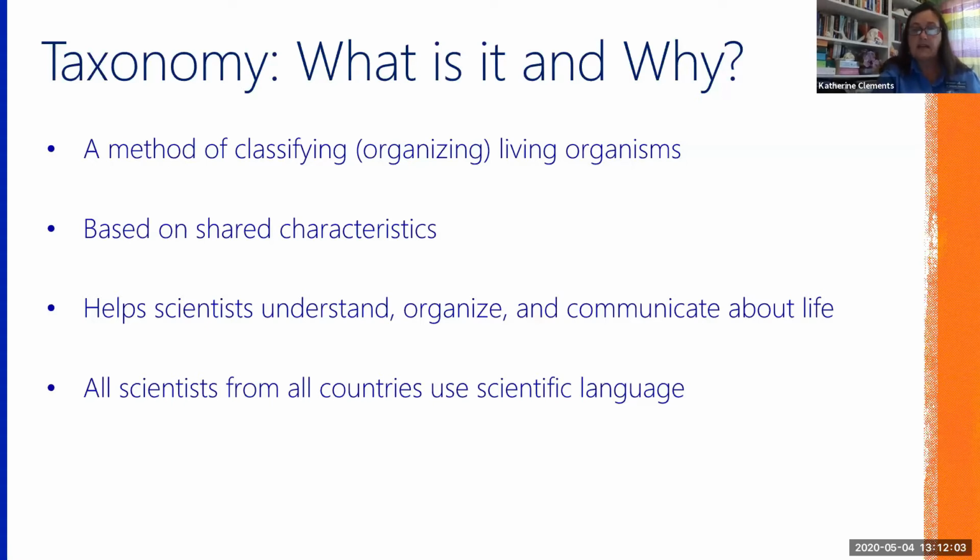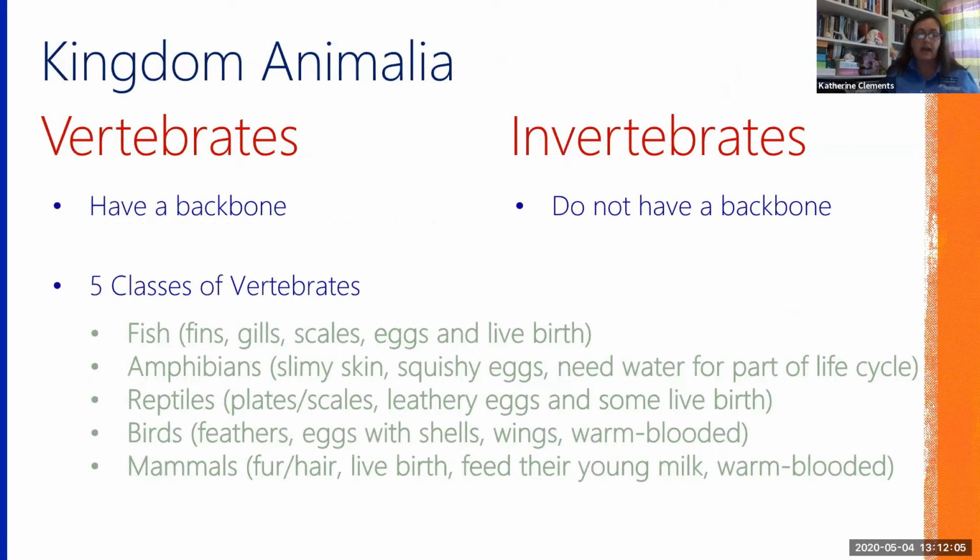So today we're going to talk about animals. Animals are in the kingdom Animalia. Animals can be classified or organized based on whether or not they have a backbone or a spine made up of vertebrae. So animals that have a backbone are called what? You're right, they're called vertebrates. And animals that don't have a backbone are called invertebrates.